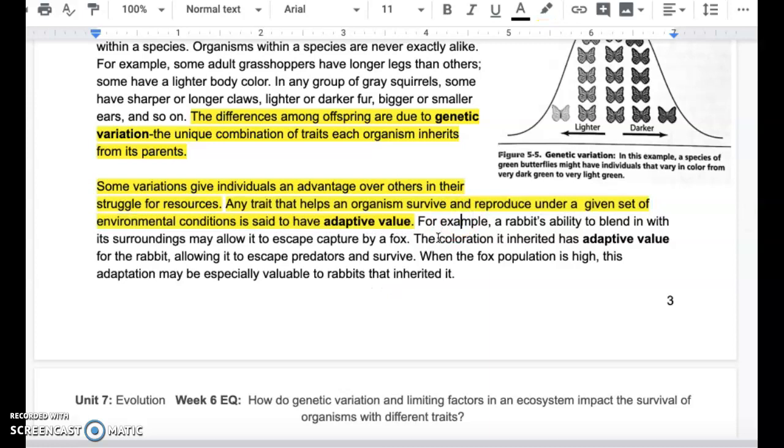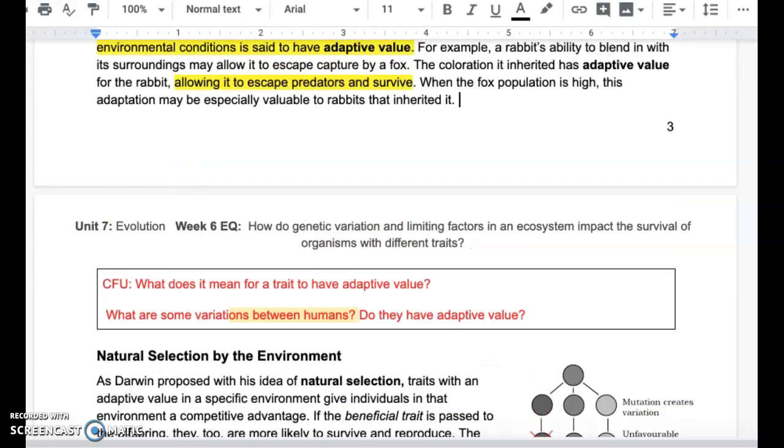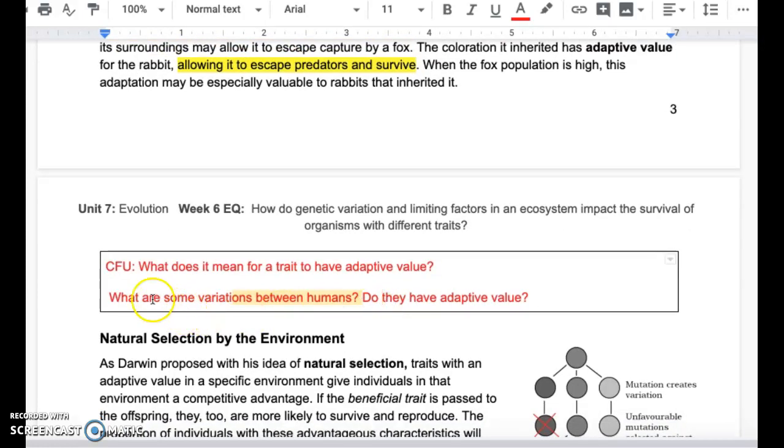For example, a rabbit's ability to blend in with its surroundings may allow it to escape capture by a fox. The coloration it inherited has adaptive value for the rabbit, allowing it to escape predators and survive. I'm going to highlight that because that's one way that a trait can have adaptive value. When the fox population is high, this adaptation is especially valuable to rabbits that inherit it. So right now, what you're going to do is explain what it means for a trait to have adaptive value. And then you can try to answer this: what are some variations between humans, and do they have adaptive value?